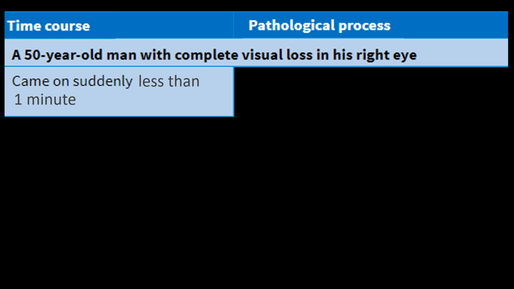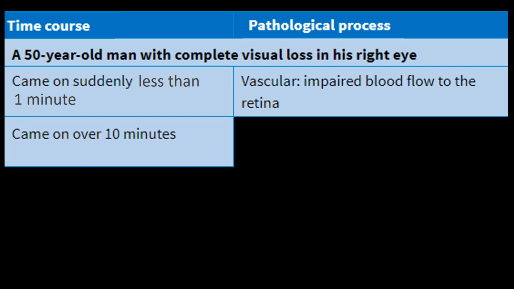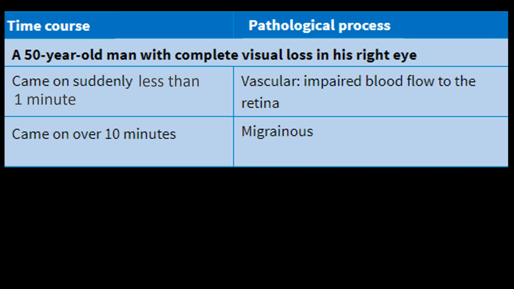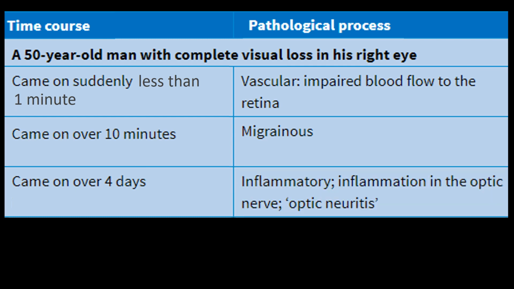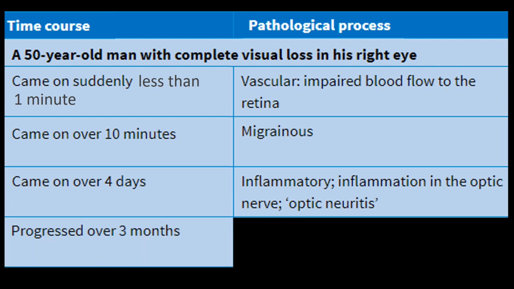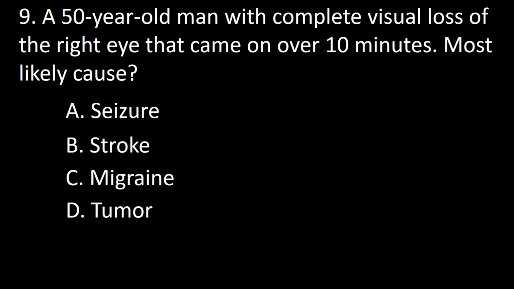If the visual loss came on suddenly in less than a minute, we are most likely dealing with impaired blood flow to the retina. If the loss of vision came over 10 minutes, most likely we're dealing with migraine. If symptoms come on over 4 days, we are most likely dealing with an inflammatory process like optic neuritis. If it has come over 3 months, we are most likely dealing with a tumor. So the answer to this question is C.